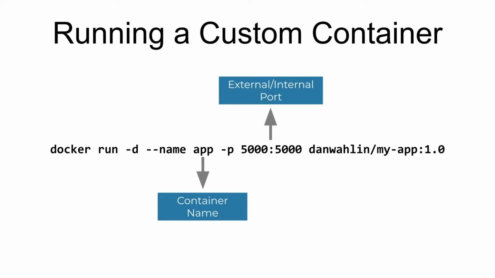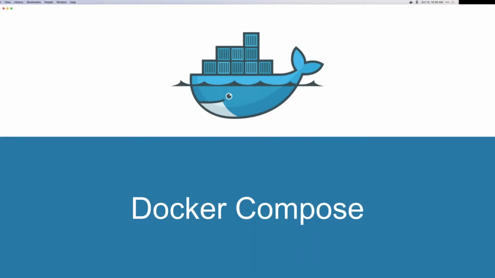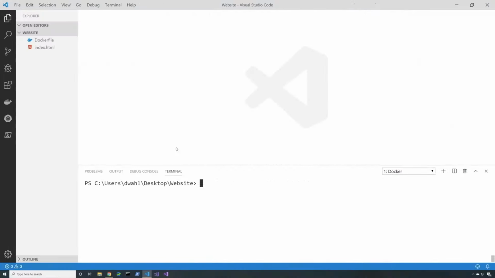Here's my external, internal ports. So I'm going to call this on localhost 5000. That's going to forward to port 5000. And then there's my image name and my version that we would have just built. Now, let's take a look at that before we wrap up with a quick look at Docker Compose.